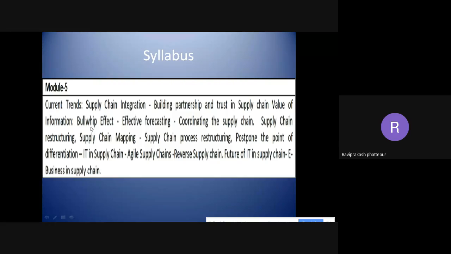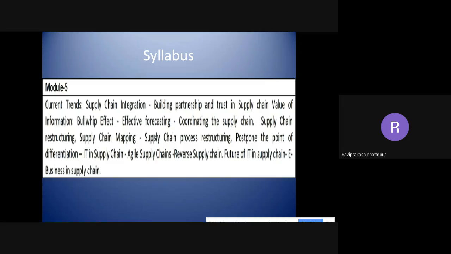Then it starts with bullwhip effect, then effective forecasting, coordinating the supply chain, restructuring, supply chain mapping, supply chain process restructuring, then postpone the point of differentiation, IT in supply chain. IT in the sense information technology. Then agile supply chain, we'll see what is agile and all. Then reverse supply chain, future of IT in supply chain, e-business in supply chain. So these are some of the things we are looking at in module number 5.